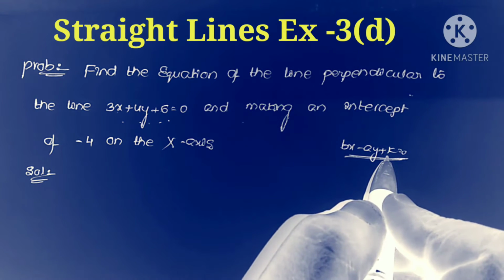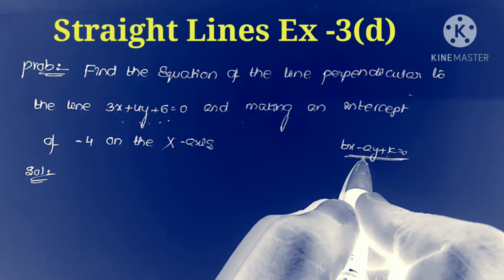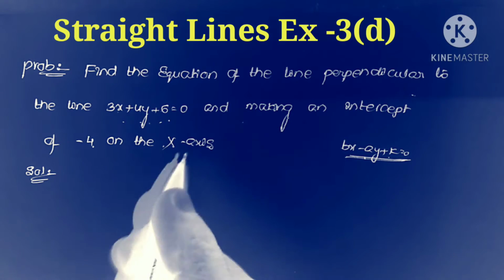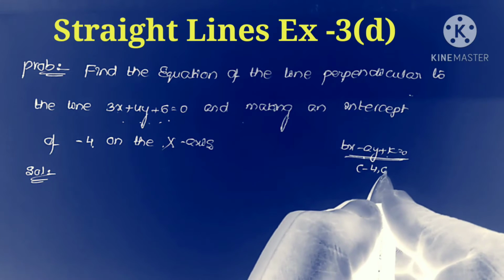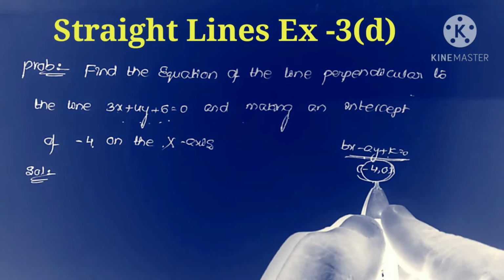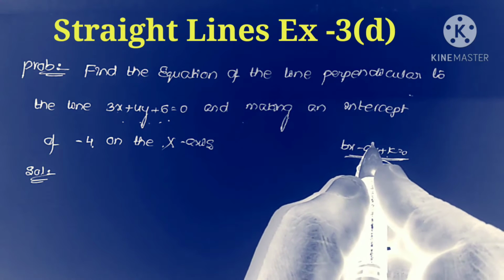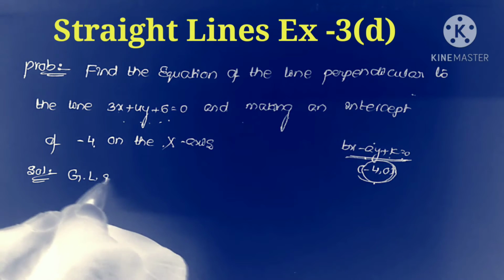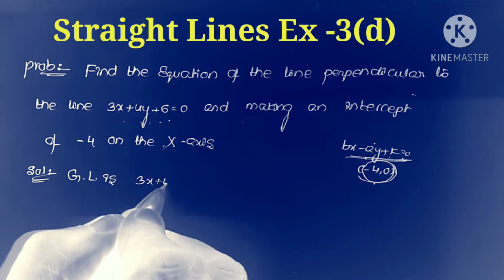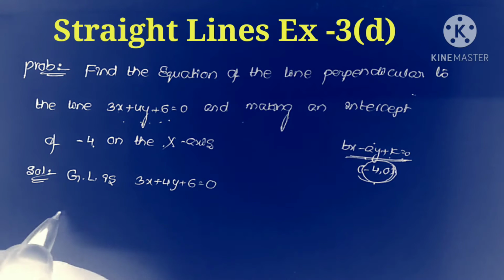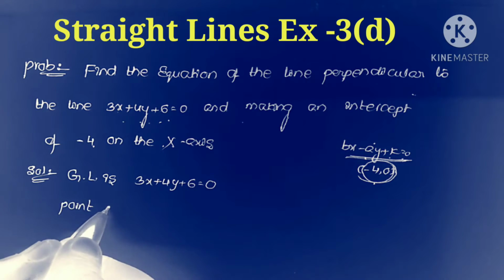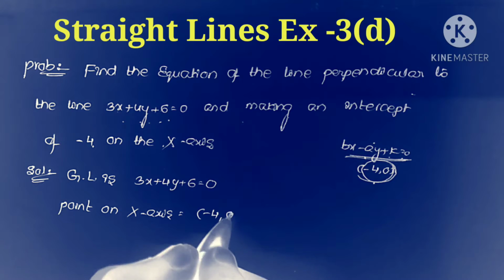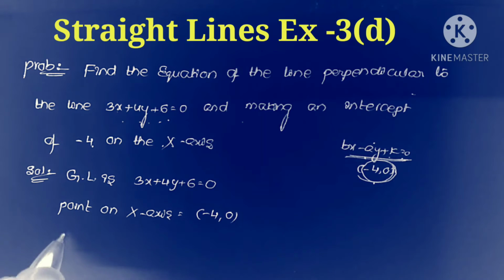Now to find the value of k, we want to substitute one point in this equation. What is the given point? Making an intercept of -4 on the x-axis. So we take that point on the x-axis as (-4, 0), and by replacing that point in the line equation, we will get the equation of the required line. So first I take the given line here. Given line is 3x + 4y + 6 = 0, and next we take the point on the x-axis. What is the point on the x-axis? Given that the x-intercept is equal to -4, so the point on the x-axis is (-4, 0).